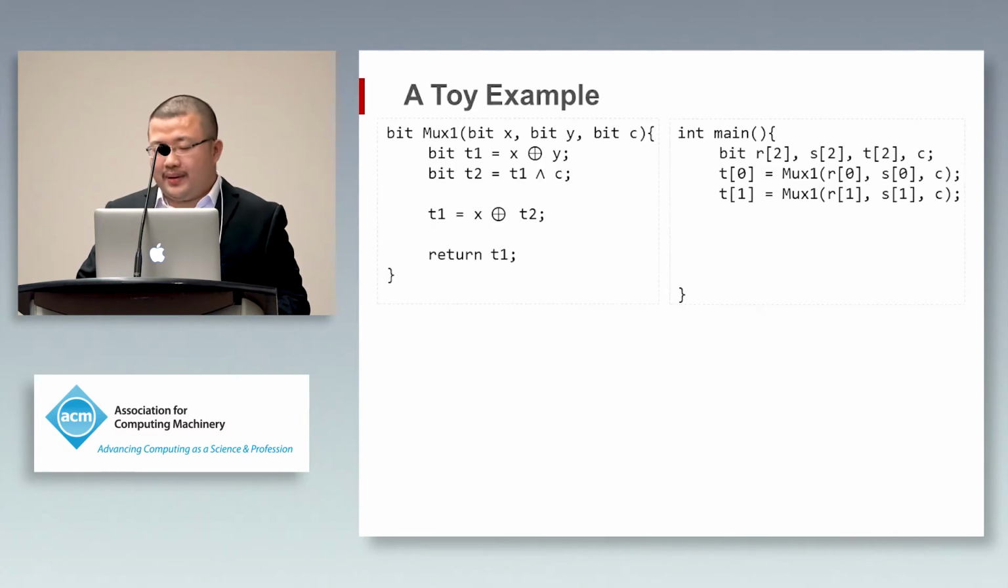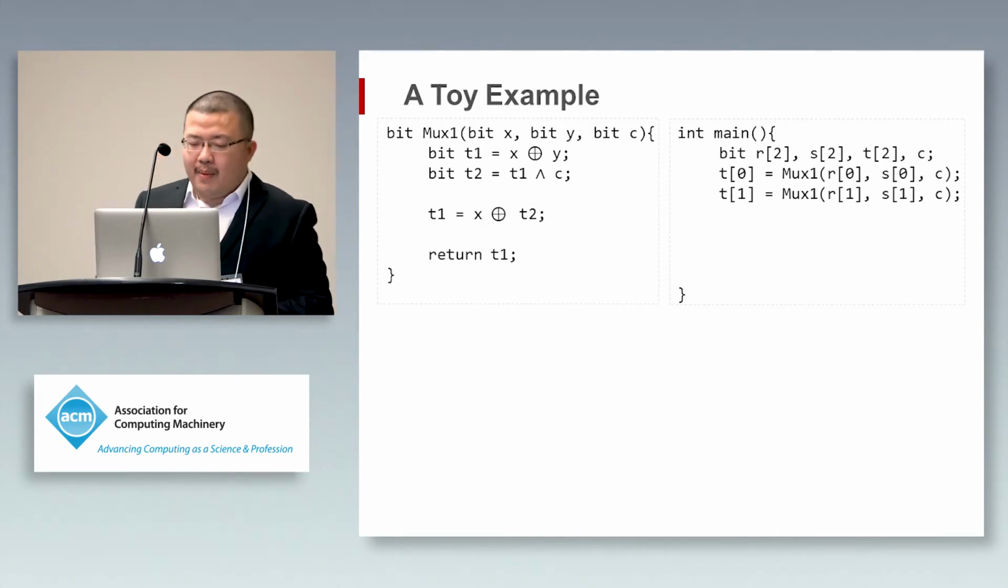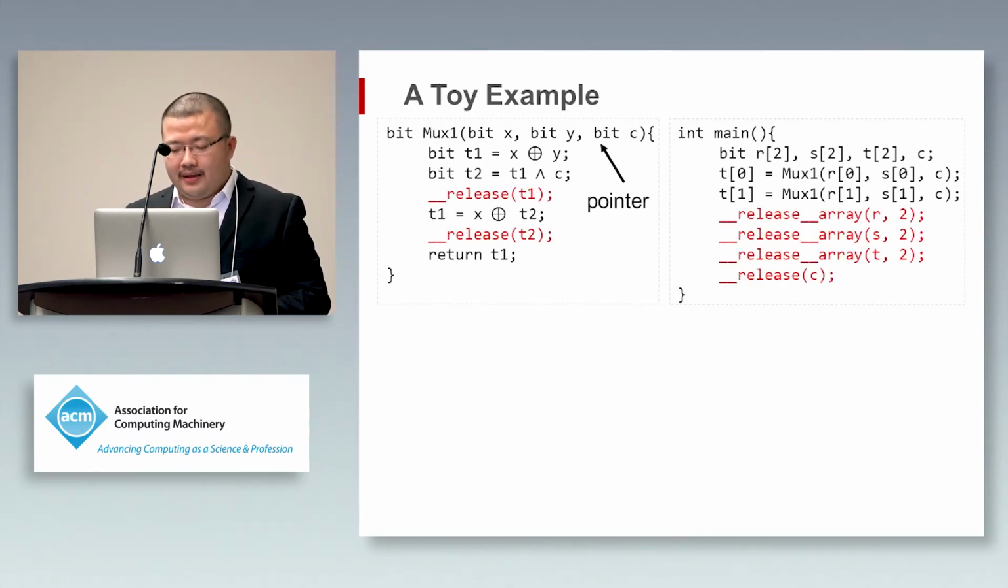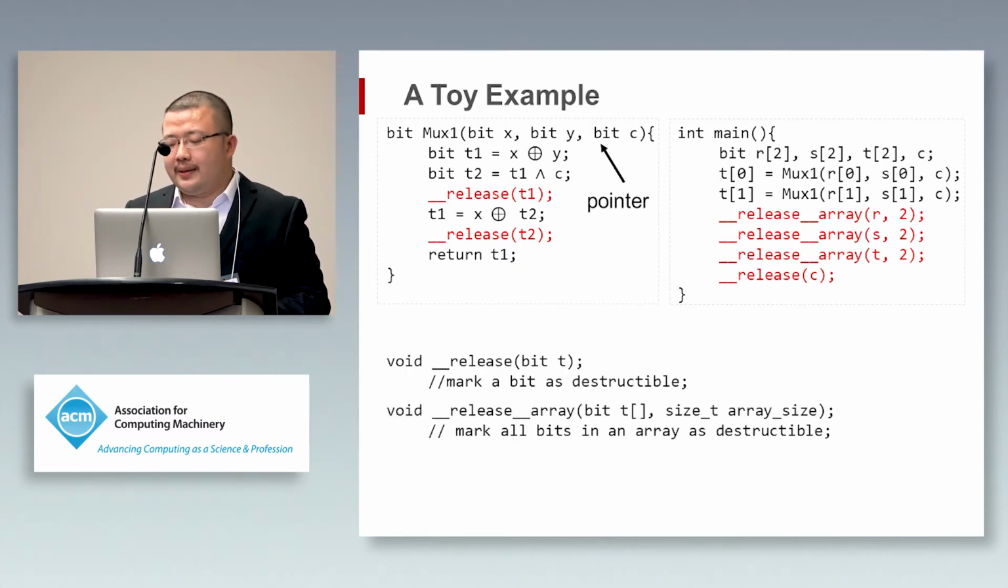Now let's see a 2-bit max as a toy example demonstrating how we free the variables. Remember that the bit variables here are no longer really wires. Instead, they are merely pointers to the corresponding memory objects. We manually insert instrumentation. There are two instrument functions, release and release array. They don't actually free the variables. Instead, they only mark the corresponding wire as destructible.